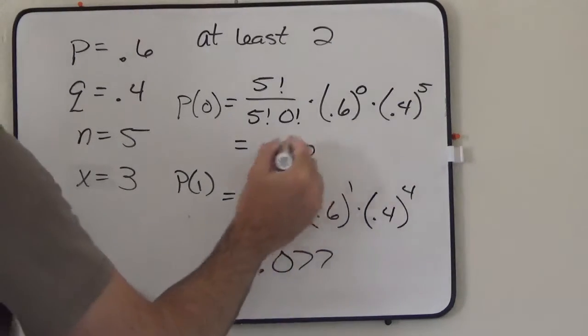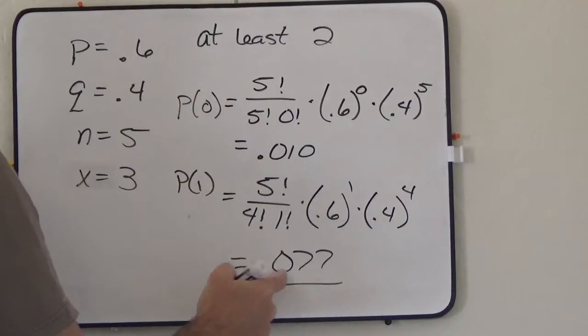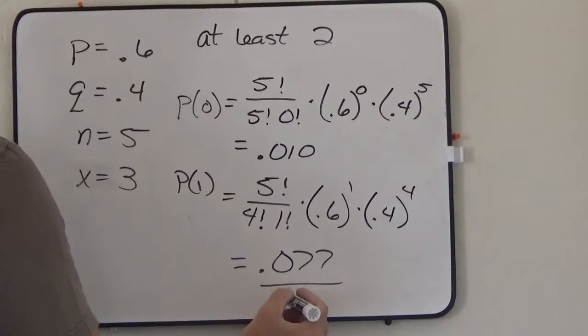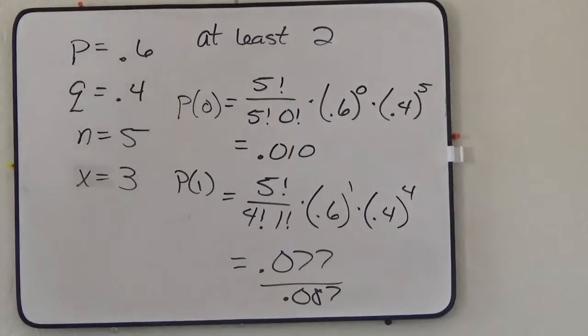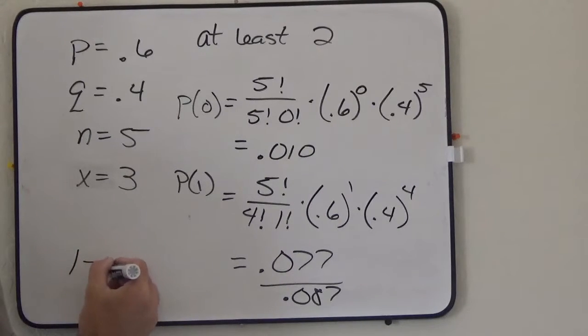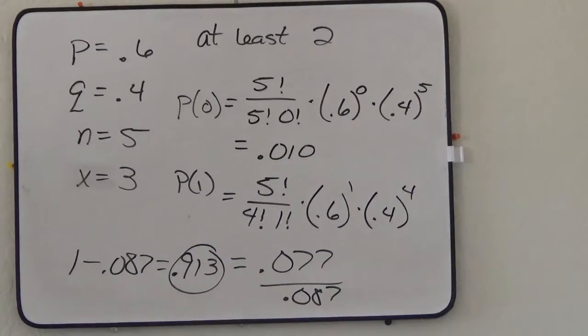Now I'm going to add these two together. When I add 0.01 and 0.077, you get 0.087. This is the probability of not getting at least 2. So to get the probability of at least 2, all these probabilities have to add up to 1, so we can solve now for the actual answer, which will be 1 minus 0.087, and that gives us 0.913. That's the probability of at least 2.